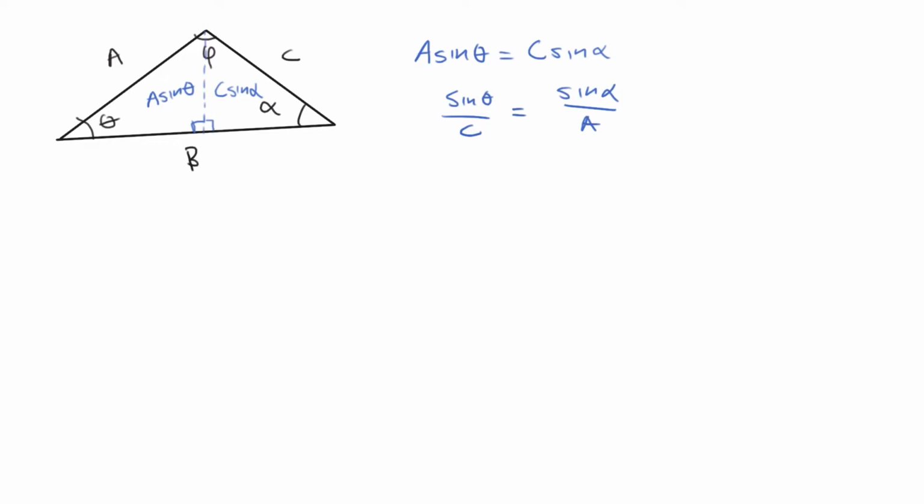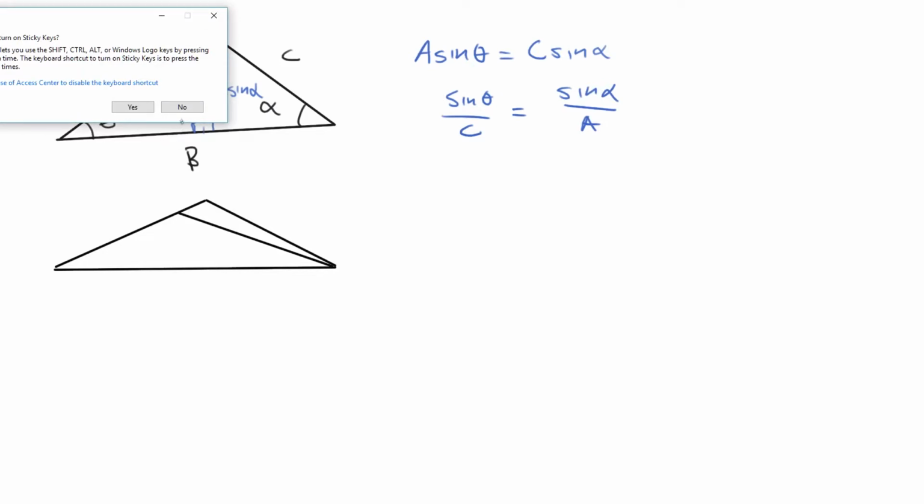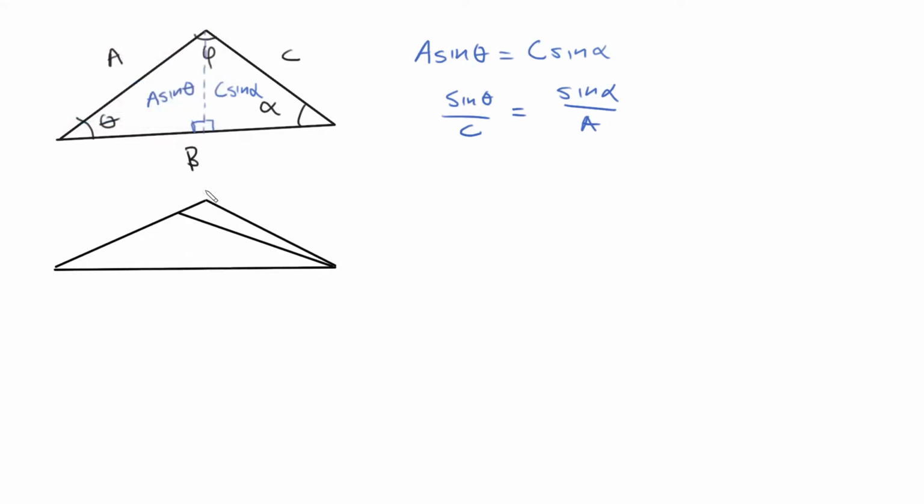Now just imagine this is the same exact triangle, and I'm going to define another straight line. It's going to be very difficult to see, but just pretend this is a right angle.